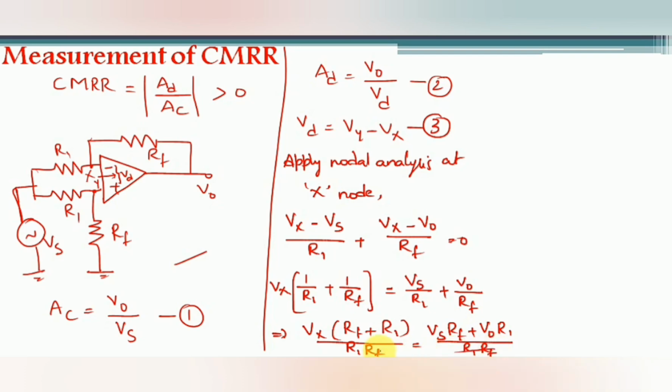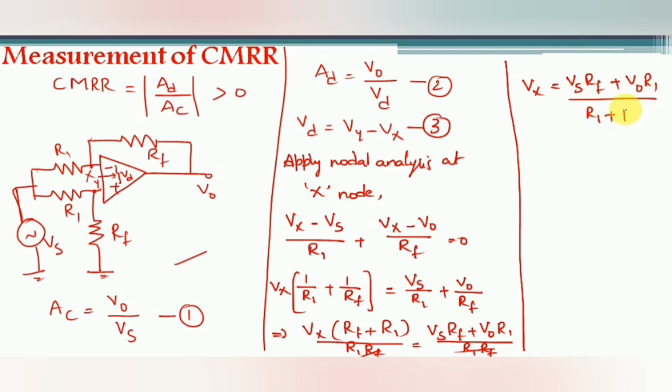Now these two will get cancelled. So finally the Vx value we have found is Vx is equal to Vs into Rf plus V0 into R1 by R1 plus Rf. Now this is the value of Vx. Let us consider this as equation 4.